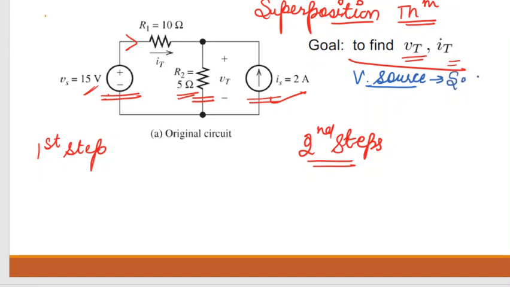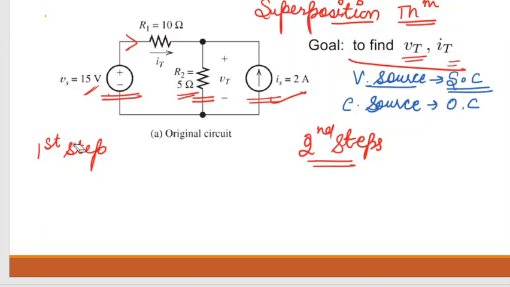Voltage source must be short circuit always, whether it would be a Thevenin theorem or a superposition theorem. And current source would be open circuit. Clear? Voltage source shorted, right?